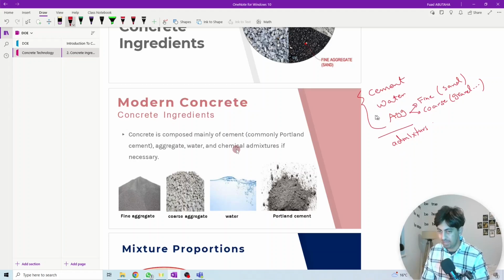but the main ingredients are cement, water, and aggregate. So concrete is composed mainly of cement, especially Portland cement, because we have different types of cement also, but Portland cement is the most commonly used type in normal concrete. Aggregates with fine aggregate, coarse aggregate, water, in addition to admixtures if necessary. So we have the sand, in other words fine aggregate, the coarse aggregate, water, and the Portland cement.